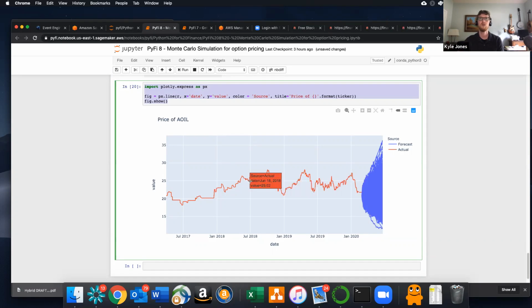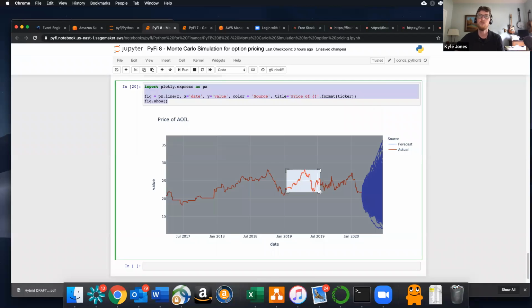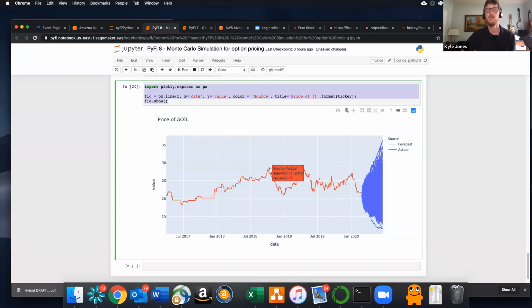If you know how to use HTML or JavaScript, you can actually save this as a JavaScript file and put it directly into a website, and it will maintain that interactivity. So it's super cool. You can save it as an image, or Plotly has a service where you can actually publish this on their website too for free. You don't need to do that.